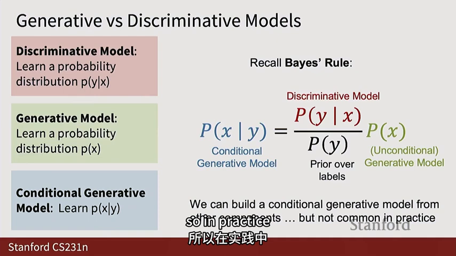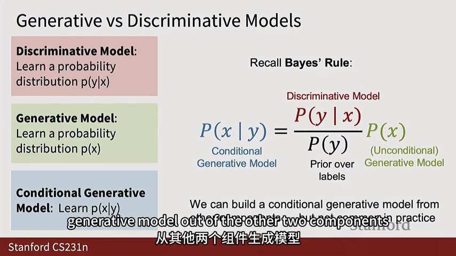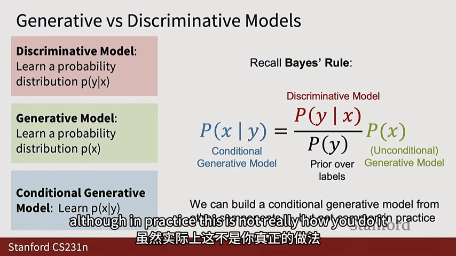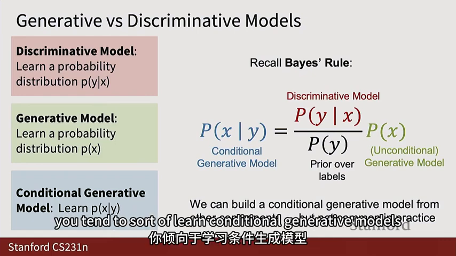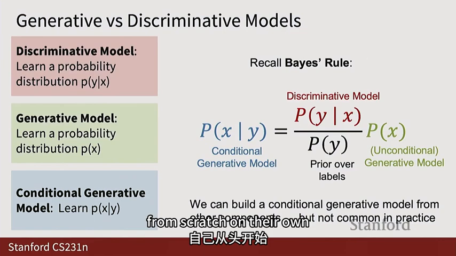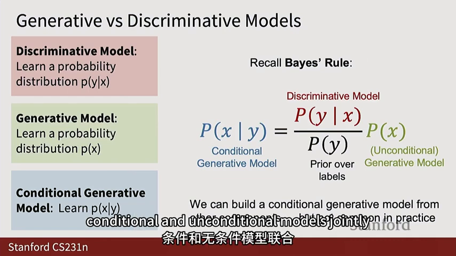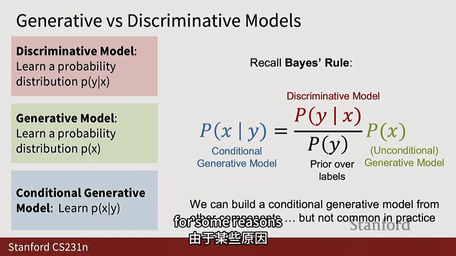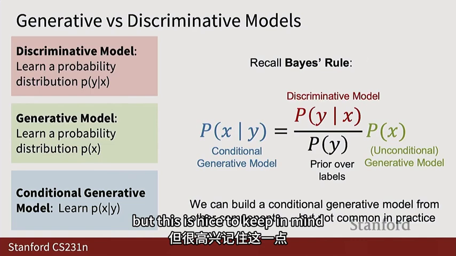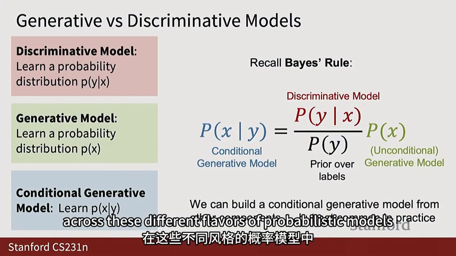So in theory, you can build a conditional generative model out of the other two components, although in practice this is not really how you do it. You tend to learn conditional generative models from scratch on their own. Although, as we'll talk about in diffusion, you do sometimes end up learning conditional and unconditional models jointly, for some reasons. But it's nice to keep in mind that there's a very deep relationship across these different flavors of probabilistic models.